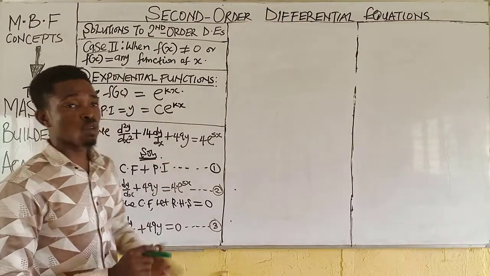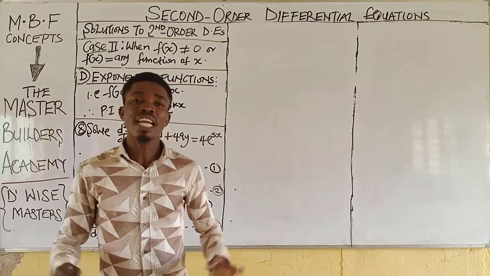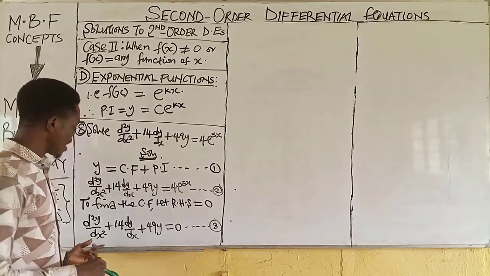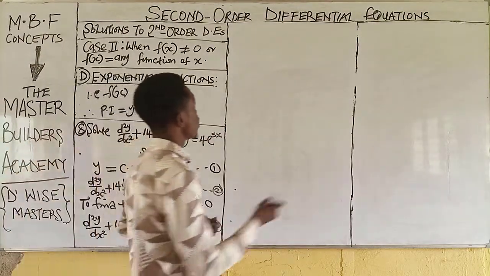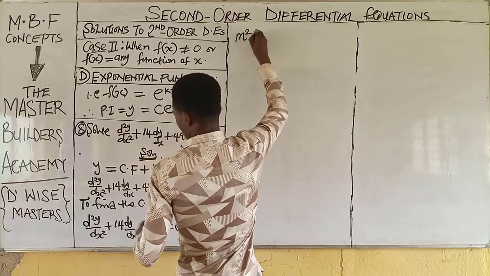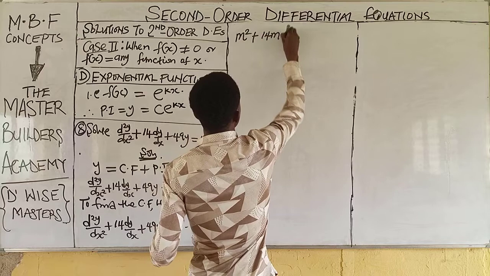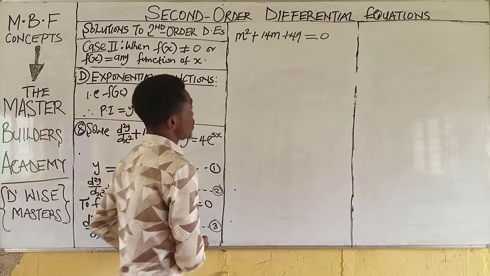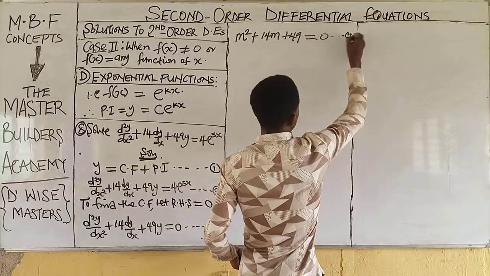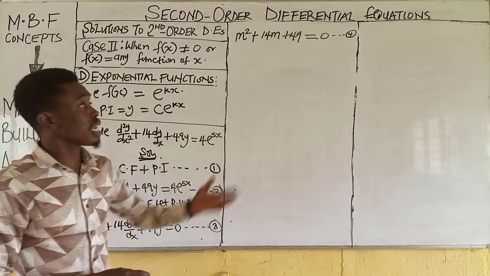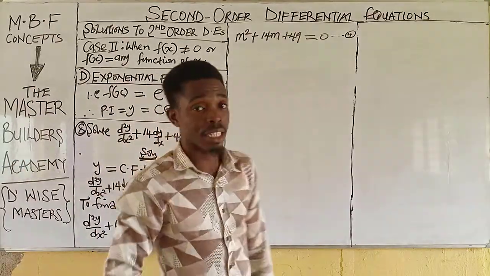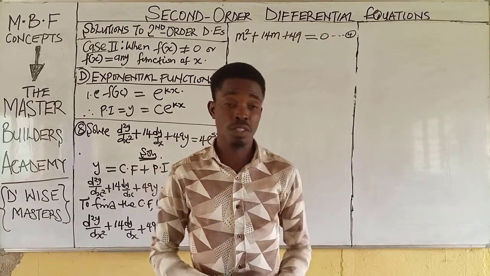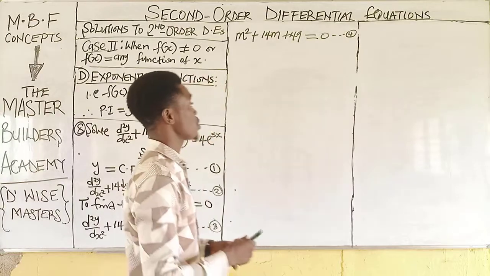Now that we have successfully equated the given equation to 0, we can convert that equation to its equivalent auxiliary equation. And the equivalent auxiliary equation that corresponds to this equation would have been m² + 14m + 49 = 0. Now we can label this as equation 4 if we so desire. Now from equation 4, we understand that the equation we obtain is quadratic, and we can obtain the roots of the equation via any method of our choice. But let's use the factorization method.